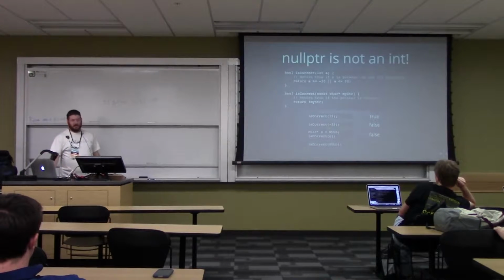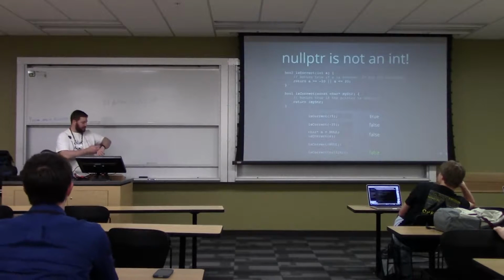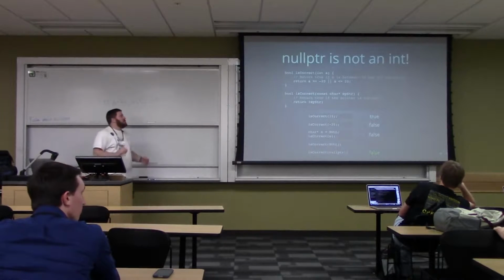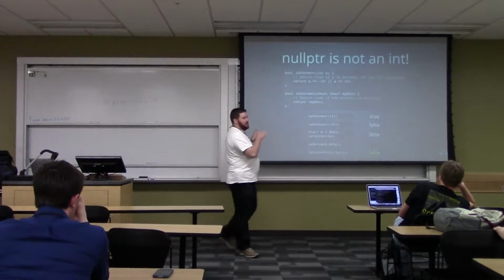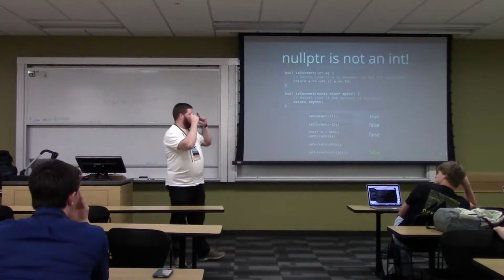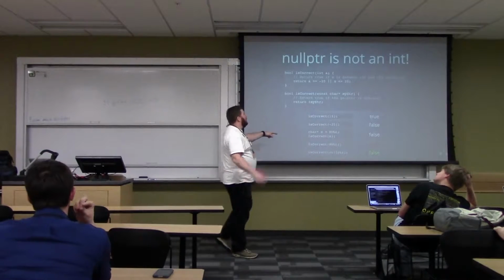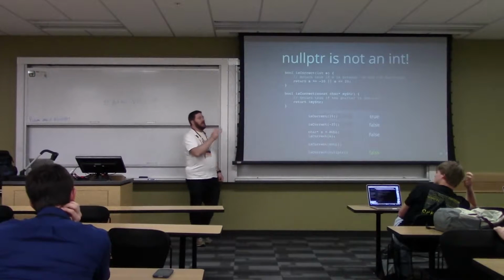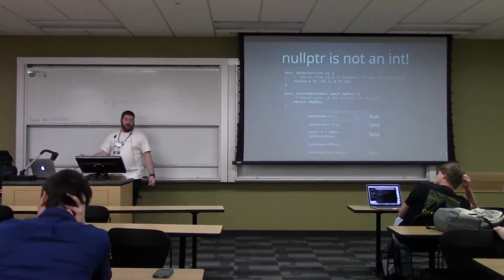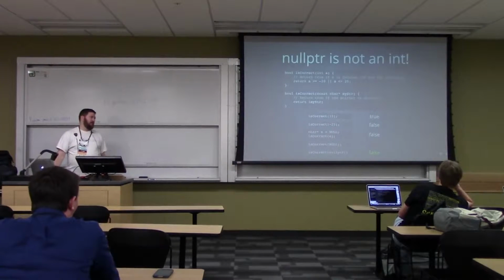Not really what we want. How about this one? False. So nullptr, and this is a very simple contrived example, but there are times when the fact that the define NULL is an int is a problem. nullptr will implicitly convert to any pointer type as null, but it is not an int. So that becomes important sometimes.